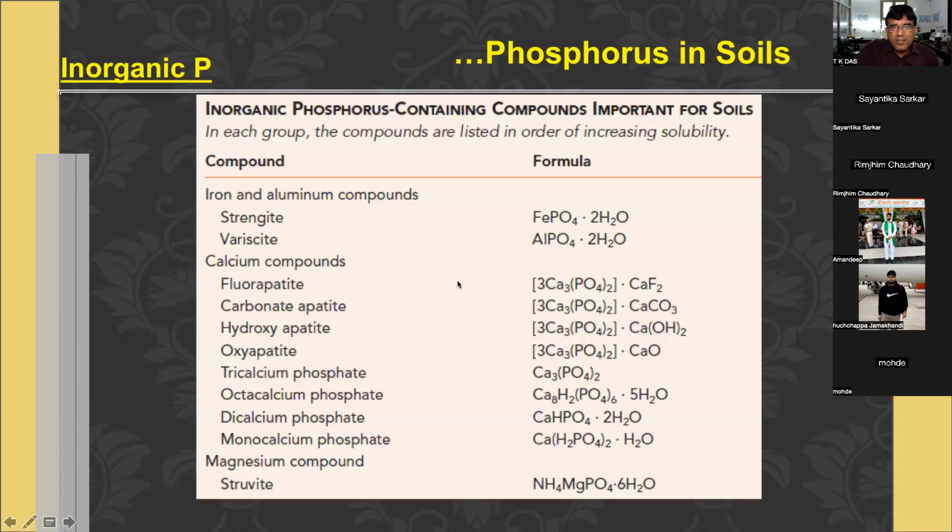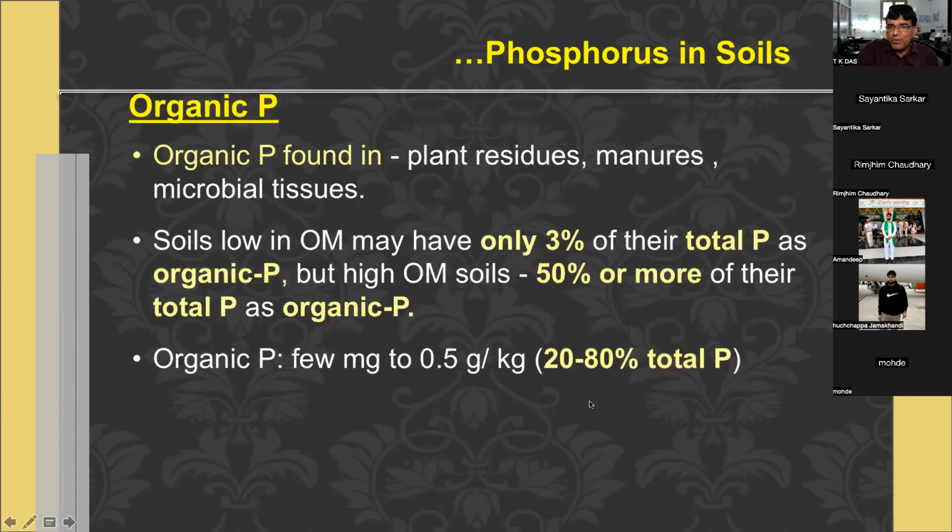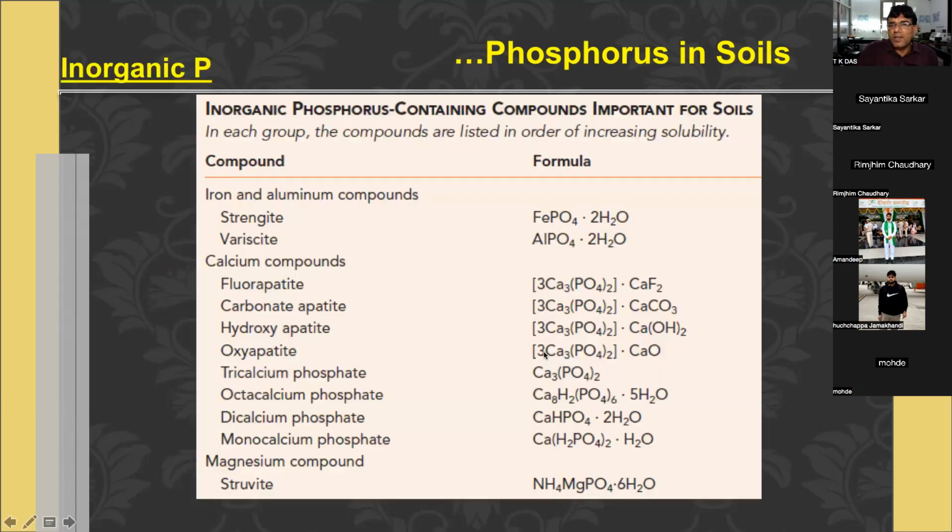Now you see, very interesting, this table I have taken from Brady's book, The Nature and Properties of Soils. Inorganic phosphorus containing compounds important for soils. In each group, the compounds are listed in order of increasing solubility. If you go from up to down, the solubility will increase. So first you see iron and aluminum compounds. One is iron phosphate, the other is aluminum phosphate. The names are strengite and variscite for these.